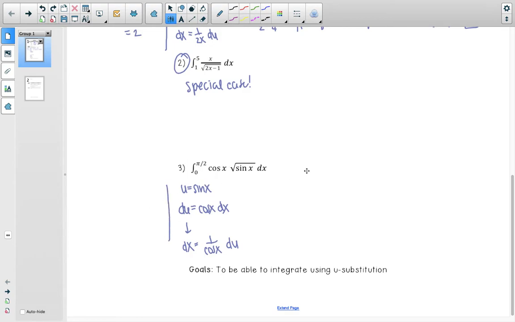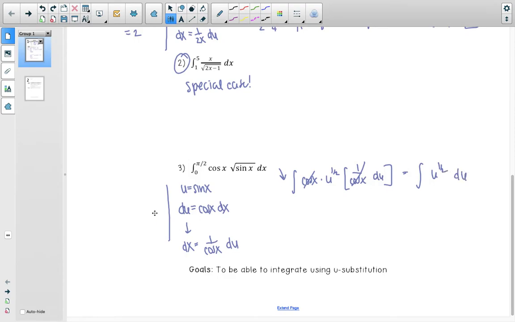Okay, so integral, not writing these yet, cosine of x times u to the 1/2. I'm going to go ahead and write to the 1/2 because that's what this is. And then 1 over cosine of x du. And these cancel, leaving you with u to the 1/2 du.